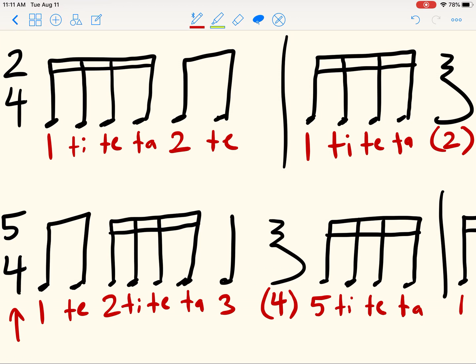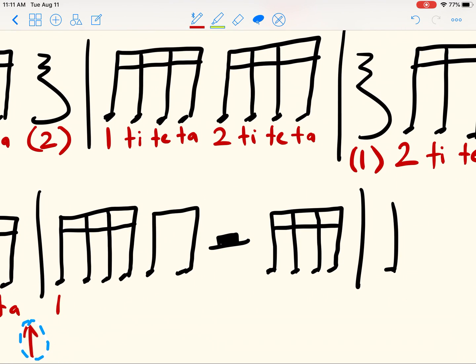Let's try it. 1, 2, here we go. 1 te, 2 T theta, 3, 4, 5 T theta, 1. Try it with me again. 1, 2, here we go. 1 te, 2 T theta, 3, 4, 5 T theta, 1.